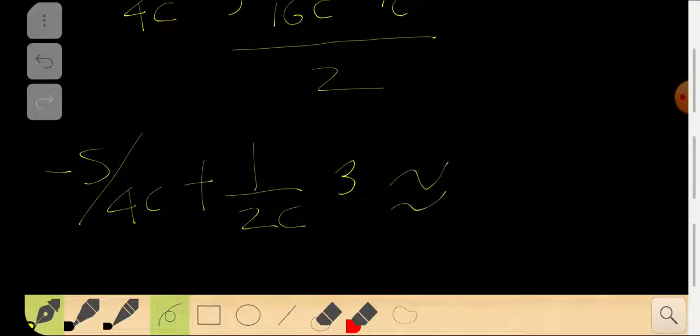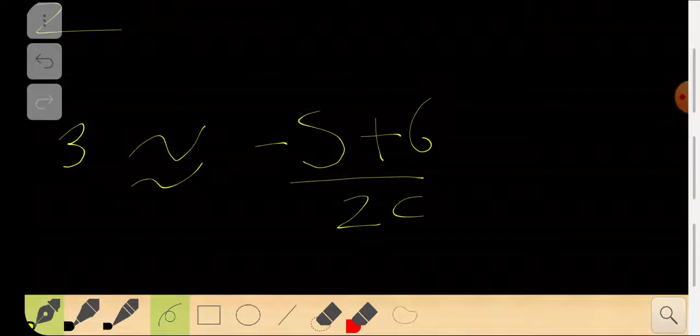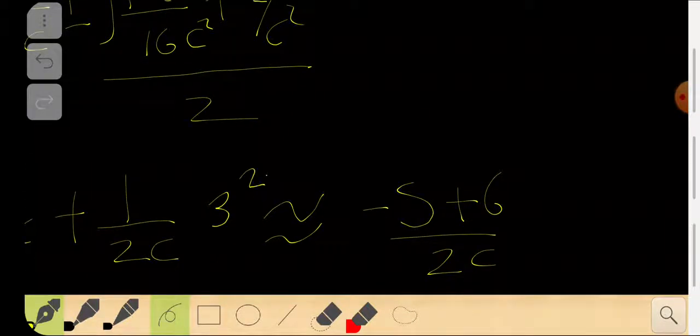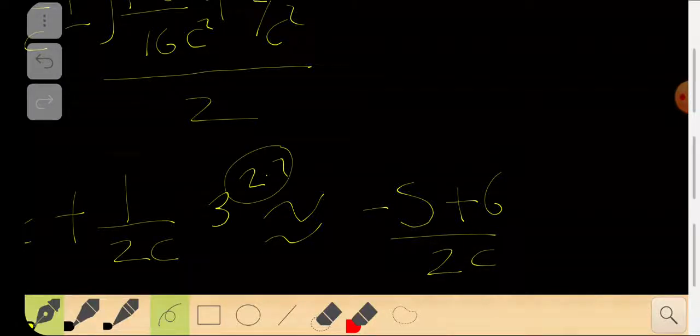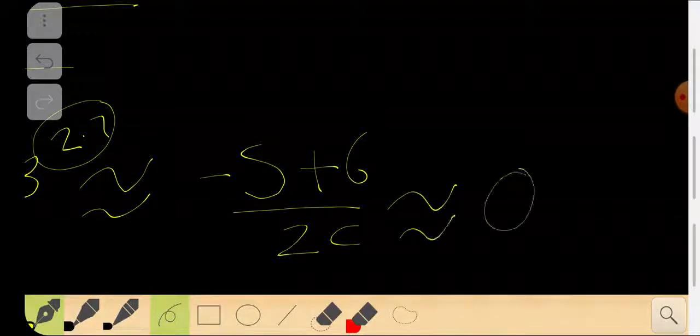So this is approximately equal to minus 5 plus 6 by 2c. Okay, so it's not 3, it's going to be 2 point something 7 or something like that. It's going to be small. So it's going to be approximately equal to 5. That means it's going to be very small, so it's approximately equal to 0.